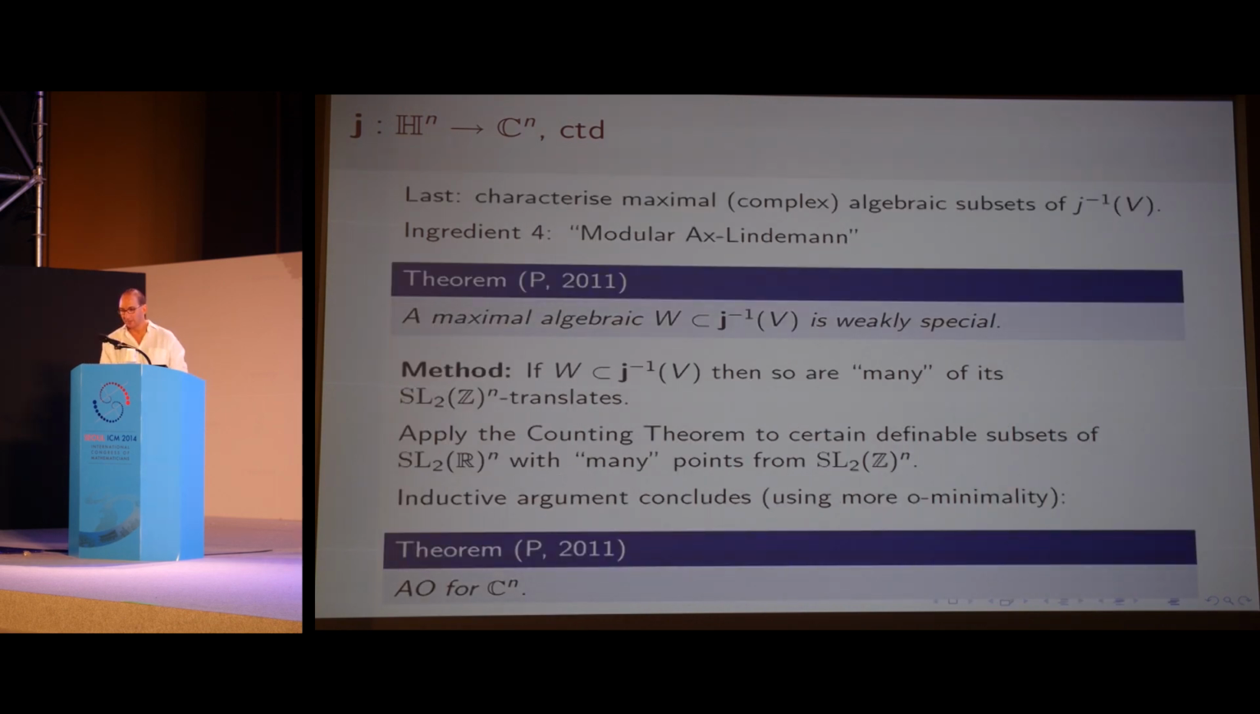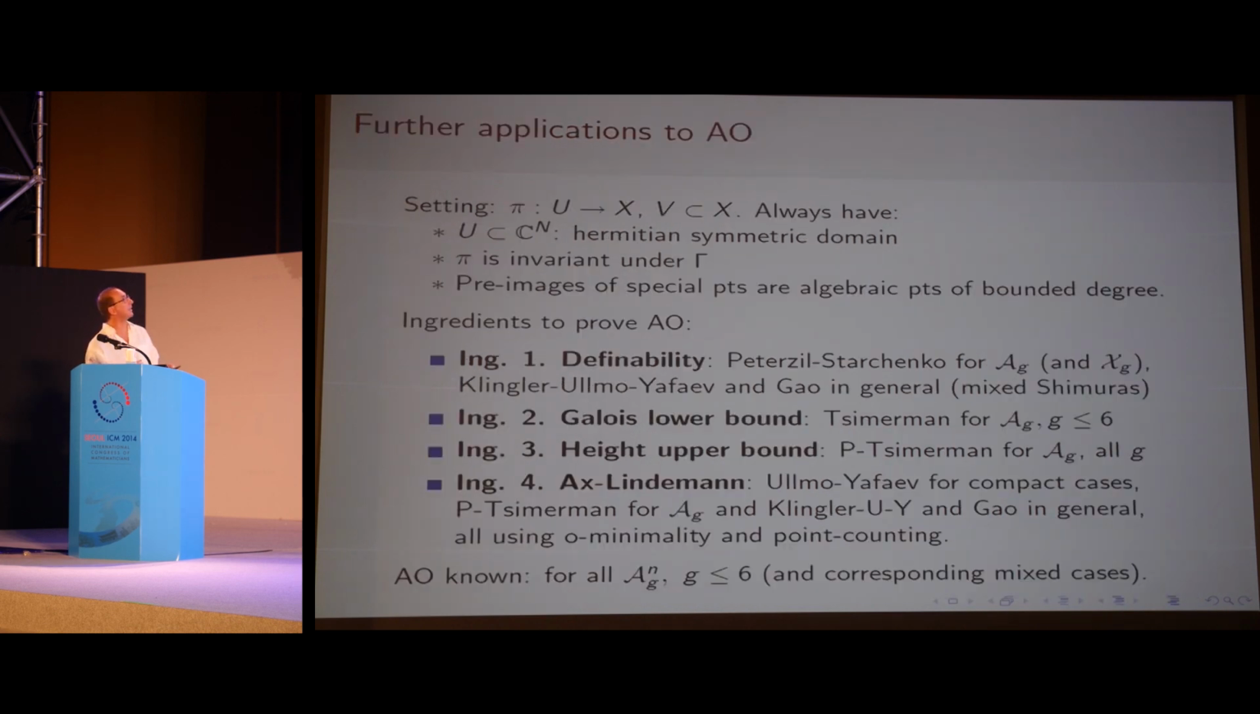The last ingredient needed is the Ax-Lindemann theorem for the modular function, which characterizes the maximal algebraic subsets in the preimage of V. While the exponential case of Ax-Lindemann is a special case of the original result of Ax and is proved by differential algebra, the proofs of the corresponding result for Shimura varieties proceed in the complex setting with further use of O-minimality and the counting theorem. And then you have again an inductive argument to somehow deal with higher dimensional things. So I can see I'm taking up too much time.